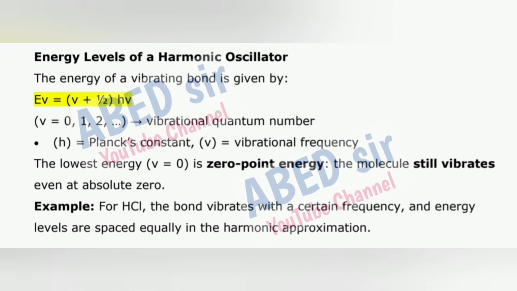Energy levels of a harmonic oscillator. The energy of a vibrating bond is given by E_v = (v + 1/2)hν. v = 0, 1, 2, ... is the vibrational quantum number. h is Planck's constant. ν is the vibrational frequency. The lowest energy, v = 0, is the zero point energy. The molecule still vibrates even at absolute zero. Example, for HCl, the bond vibrates with a certain frequency and energy levels are spaced equally in the harmonic approximation.